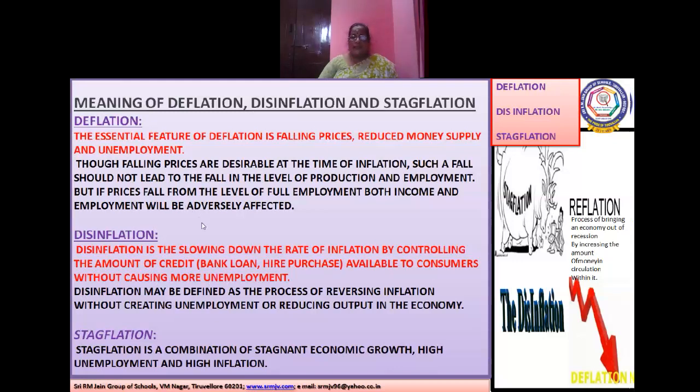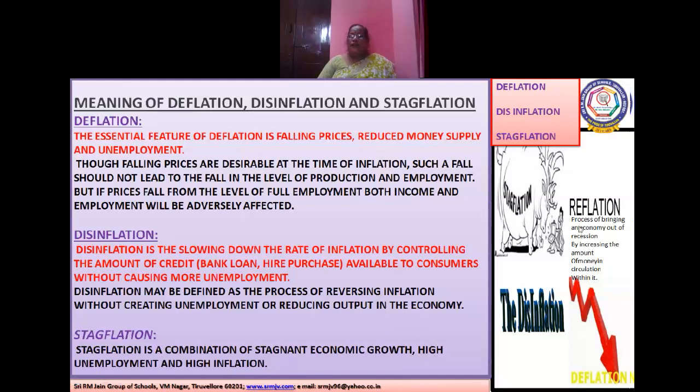Inflation is rising price level. Deflation is reducing price level, reducing money supply, increasing unemployment. Disinflation is without causing more unemployment. Controlling the inflation is called disinflation. Now let us see stagflation. Stagflation is a combination of stagnant economic growth, high unemployment, and high inflation.